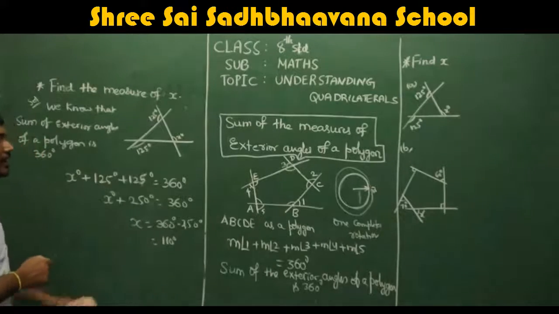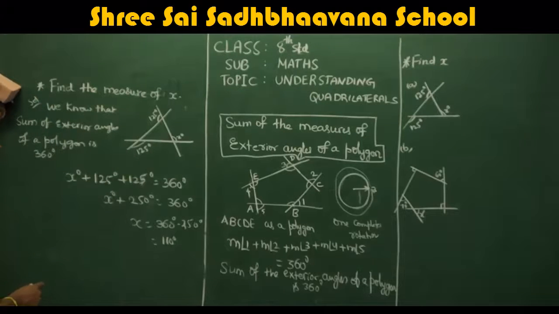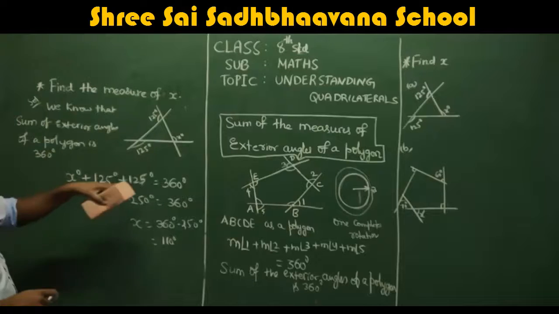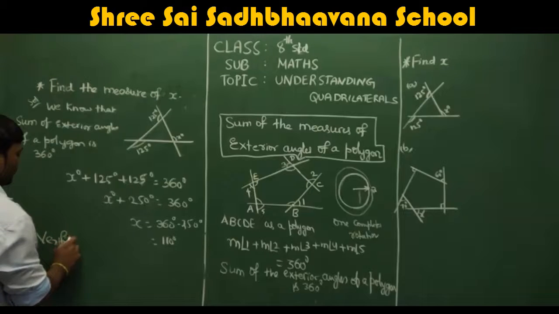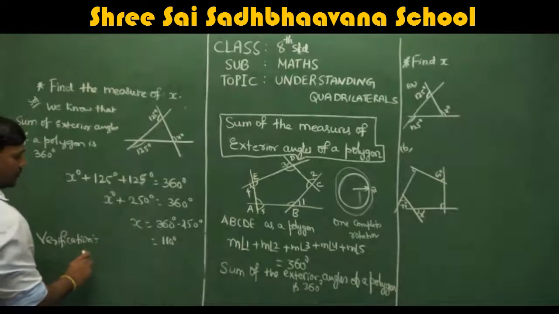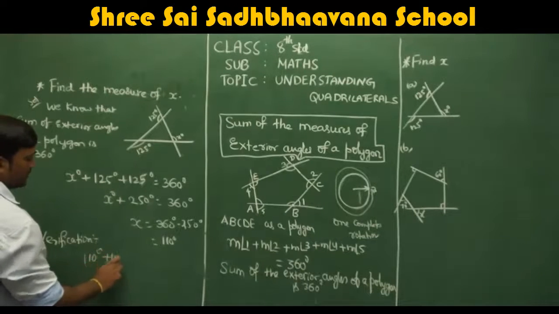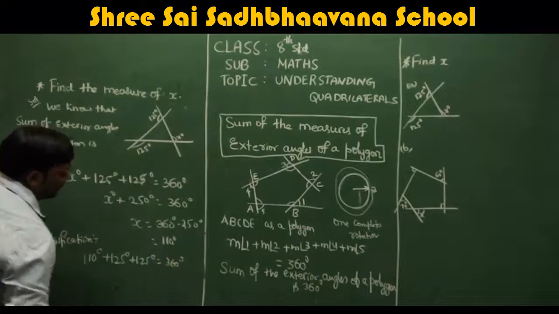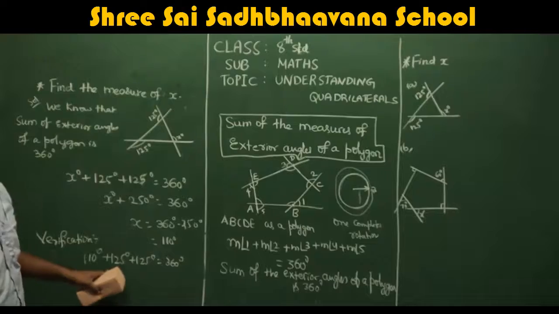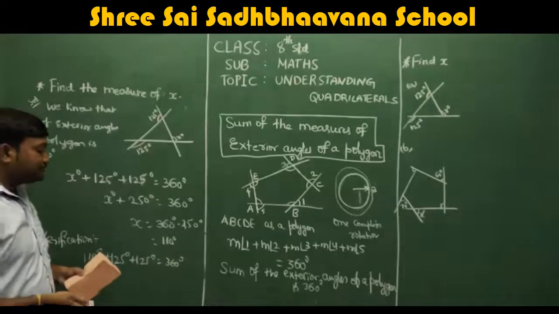So the answer we got is x as 110 degree. When you substitute this 110 as x here and add all the angles, definitely you will get 360. So our answer is correct. Verification is left to you and it is optional. If you do verification, you can confirm your answer is correct. 110 plus 125 plus 125 is obviously 360. So your answer is correct.